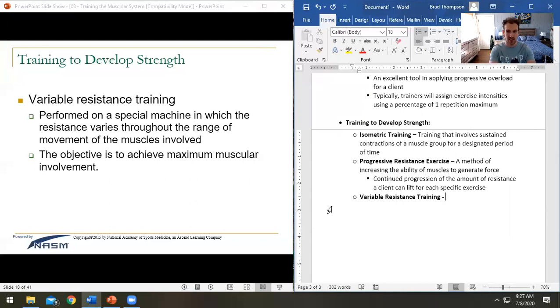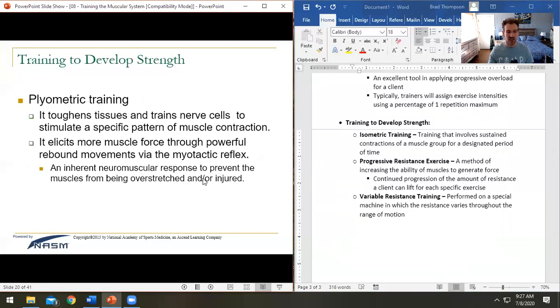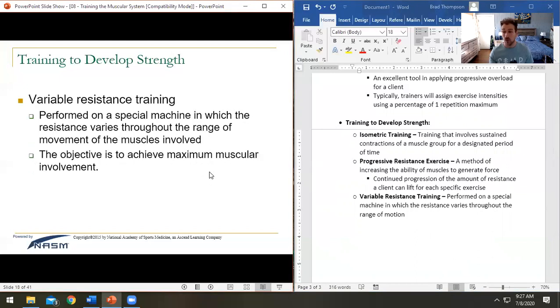So this is performed on a special machine in which the resistance varies throughout the range of motion. Okay, another good example of variable resistance training actually are things like, actually, hold on, go back, I'm skipping forward. Resistance bands are actually a really good example of this.